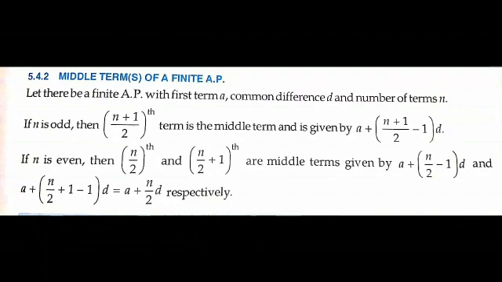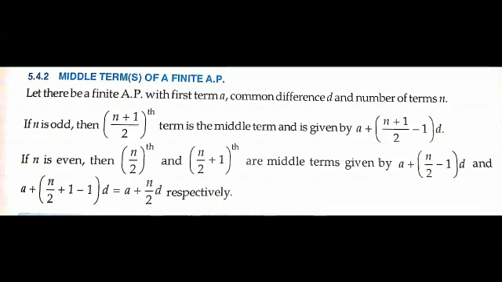Let there be a finite arithmetic progression with the first term a, common difference d, and the number of terms n. Then for the value of n, two different cases arise. One is if n is odd, another case is if n is even. Considering both the cases one by one.